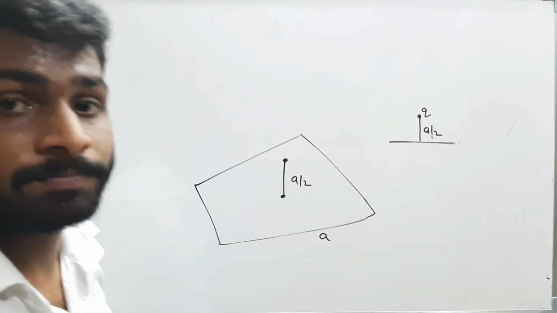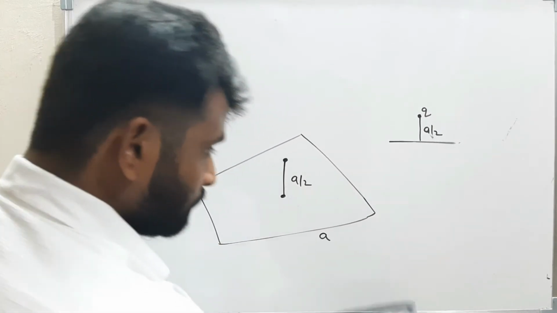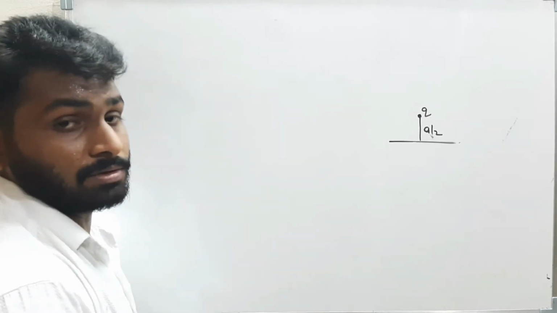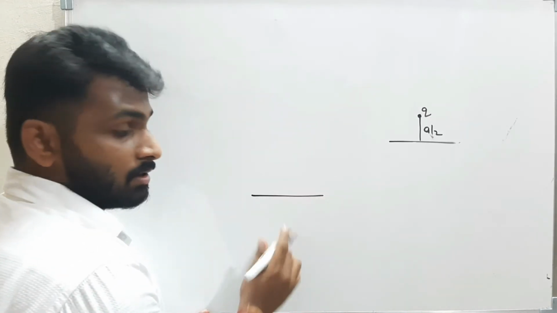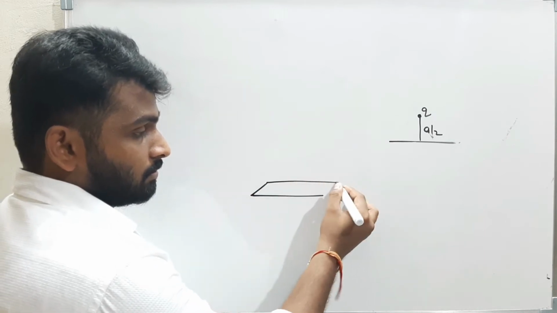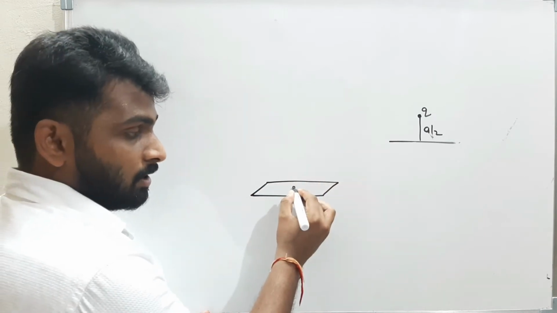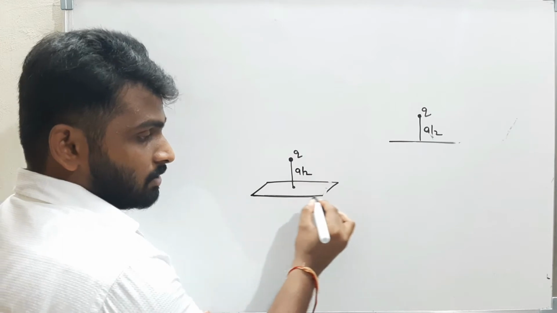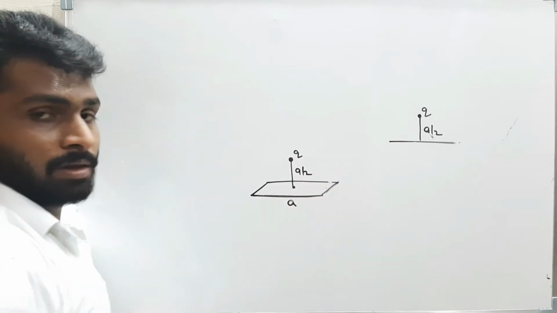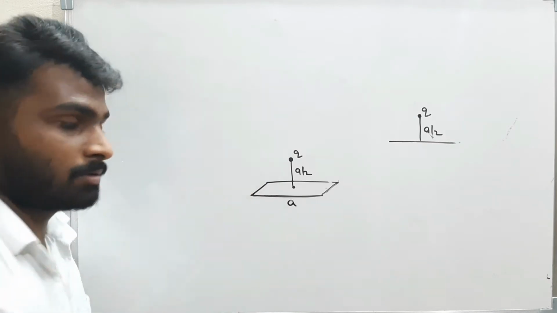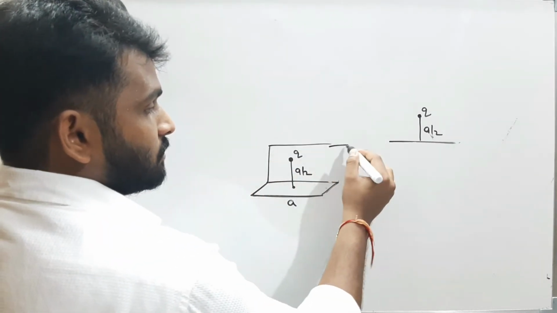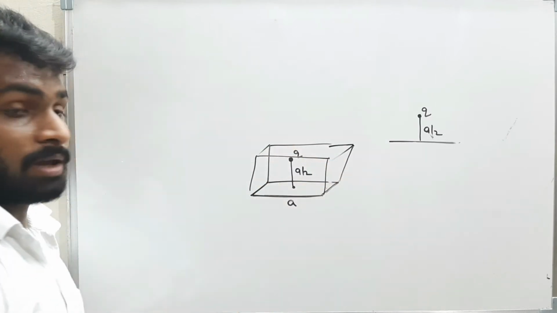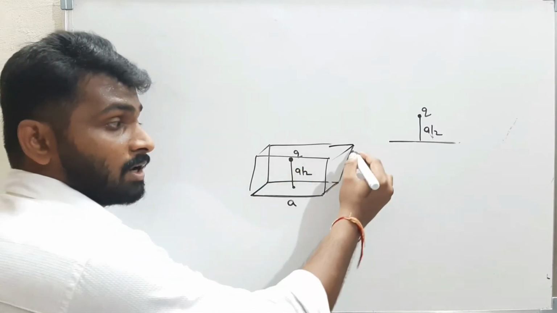How can you find the flux through the square plate? For that I have to assume a Gaussian surface. Now see here, this is a square plate, and from here this charge is at a distance A by 2, and the length of the square plate is A. Now I am assuming the Gaussian surface as a cube, a cube of side A.